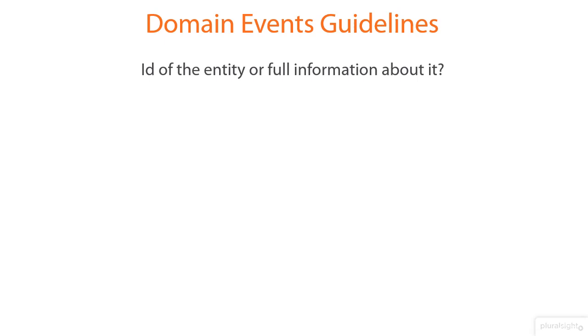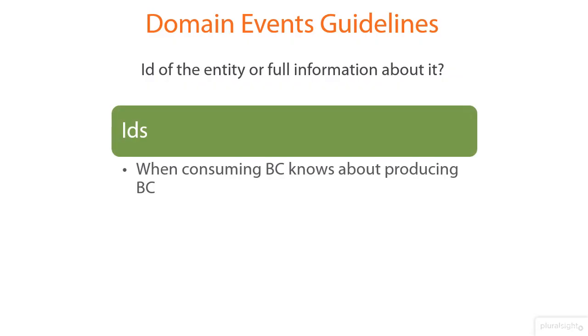Another frequent question is whether to include an ID of the changed entity or enclose full information about it in a domain event. The answer to this question depends on the relationship between producing and consuming bounded contexts. If the bounded contexts that are subscribed to the event already collaborate with the context which originates the event, it's fine to use IDs. The downstream bounded context will be able to query the information about the entity on receiving the event. We don't introduce any additional coupling here.